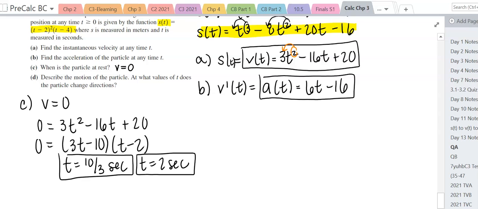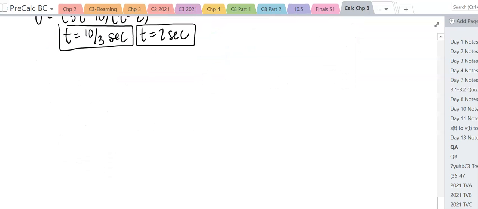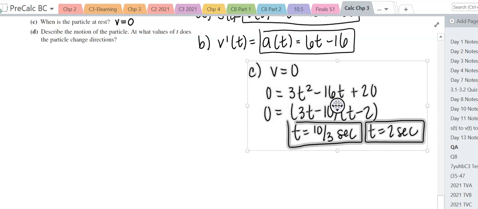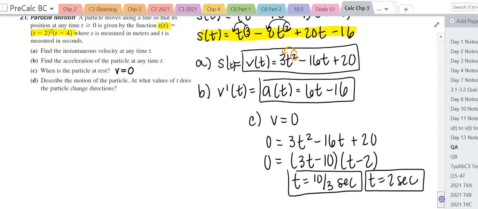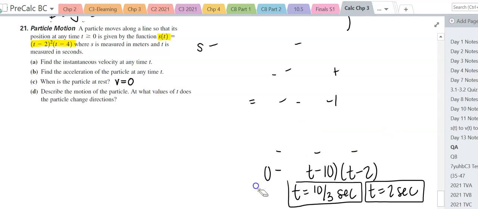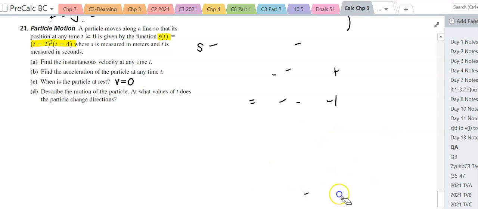All right, so this is probably the trickiest part of this, letter D, and it's going to take the most time. So I'm going to scroll down some more. Oh boy. In fact, I'm just going to move this over here. All right, describe the motion of the particle. At what values of t does the particle change direction? So when I do this, I'm just going to erase all this. I need as much room as I can get here. So if you still needed that, you can go backwards in the video and watch it.